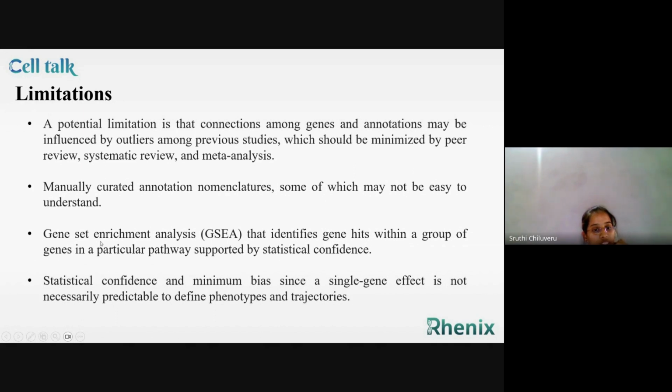And also the gene set enrichment analysis identifies the gene hits within the group of genes in a particular pathway, supported by statistical confidence and minimum bias, since a single gene effect is not necessarily predictable to define the phenotypes and trajectories.